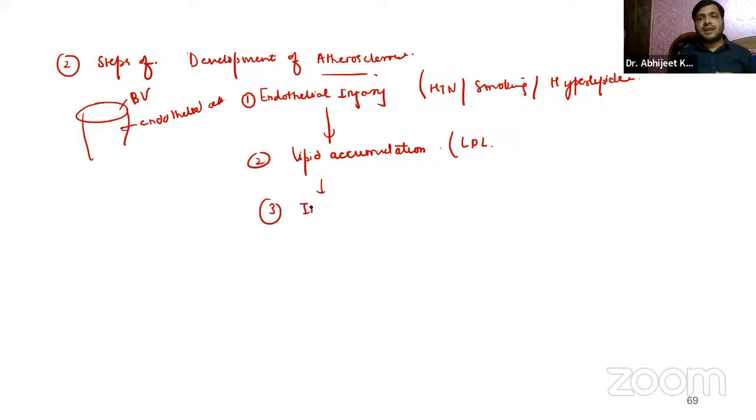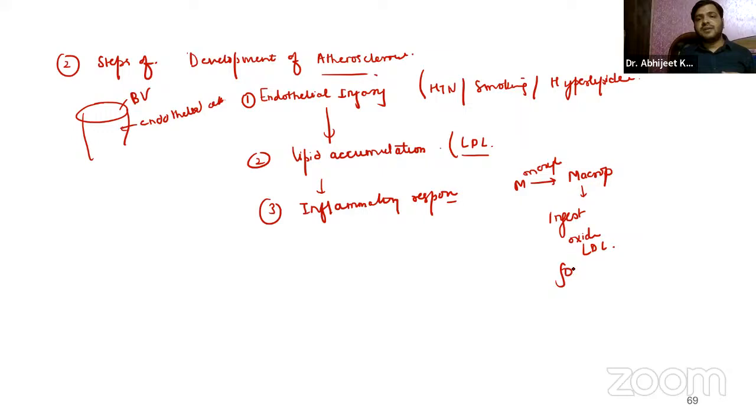Then there is the inflammatory response. The oxidized LDL will trigger an inflammatory response, attracting monocytes to the site. Monocytes will be transformed into macrophages, and these macrophages will ingest oxidized LDL, becoming foam cells. Now, what will happen, guys? Obviously, these foam cells will accumulate and form fatty streaks in the arterial wall.